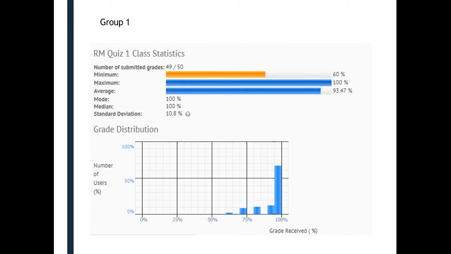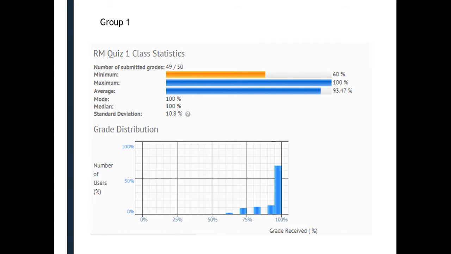Now you can see here, this is for group 1. The girls who scored the minimum score was 6 out of 10. The maximum, there are many girls who scored 100%, and the average of the class of group 1 was 93.47, and you can see that the standard deviation was 10.8%. So the distance from the mean was 10.8%. So the students were mainly in the area of 10.8% difference from the mean score.